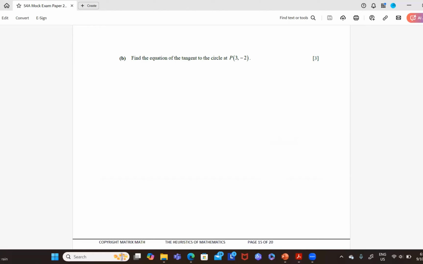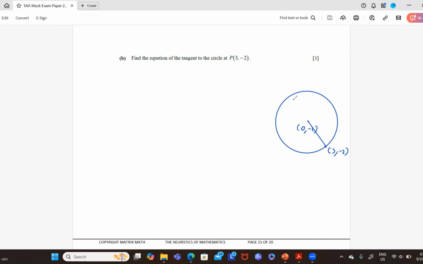Okay, so let's go and sketch this out. So this is the center of the circle. So at the center is (0, minus 1). So P should be somewhere diagonally down here, which is (3, minus 2). To stretch this part out is the radius.